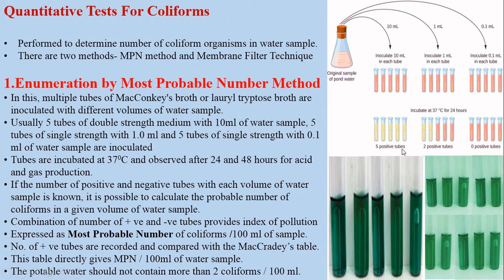After incubation, the number of positive tubes in each of the row is recorded and it is compared with the standard McCrady's table. From the table, we can get idea about the number of coliforms per 100 ml of the water sample. These green tubes are of the BGLB medium that is used for the determination of MPN value. Instead of BGLB, that is brilliant green lactose bile broth, one can make use of MacConkey's broth or lauryl tryptose broth. This is the standard McCrady's table.